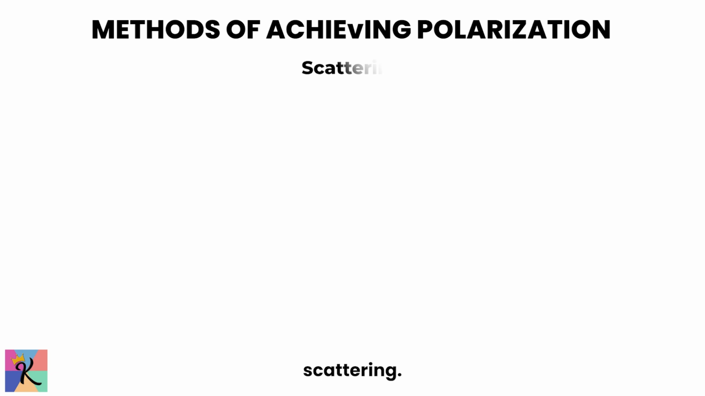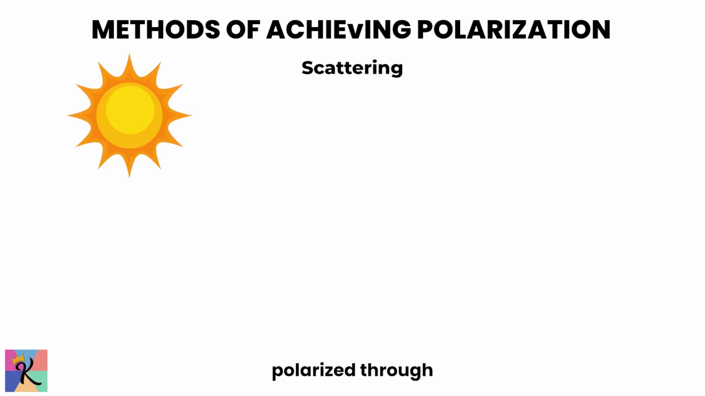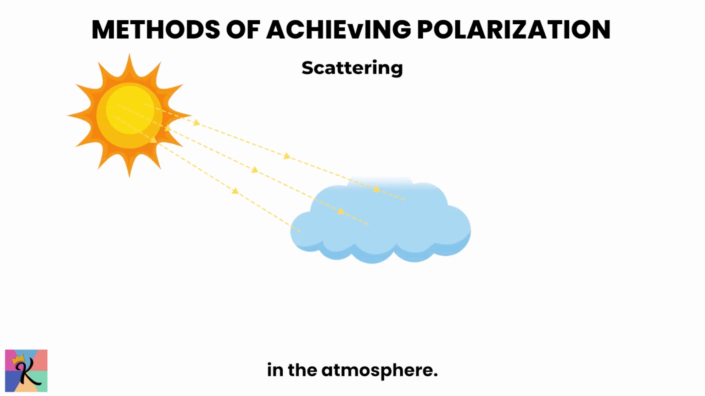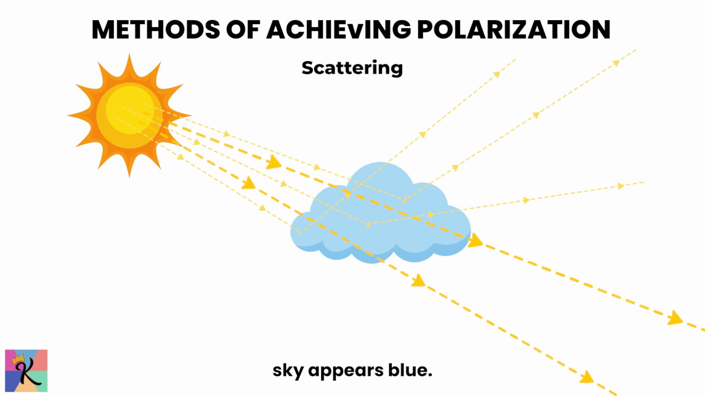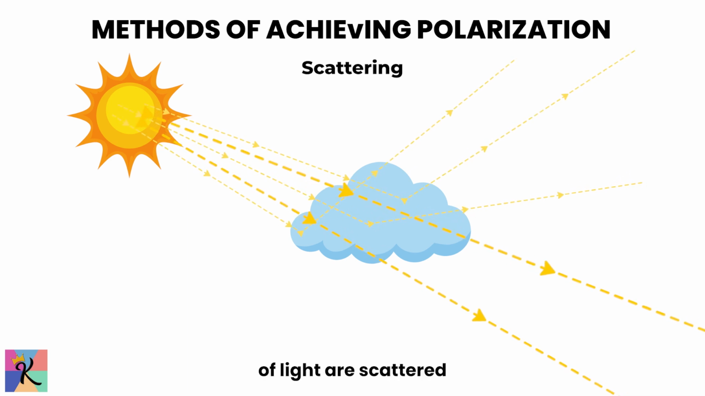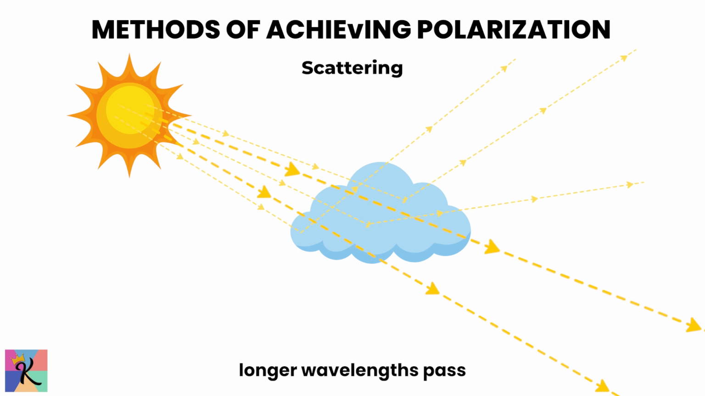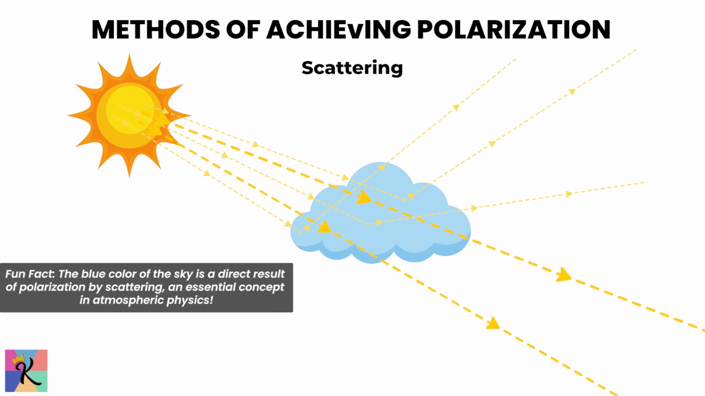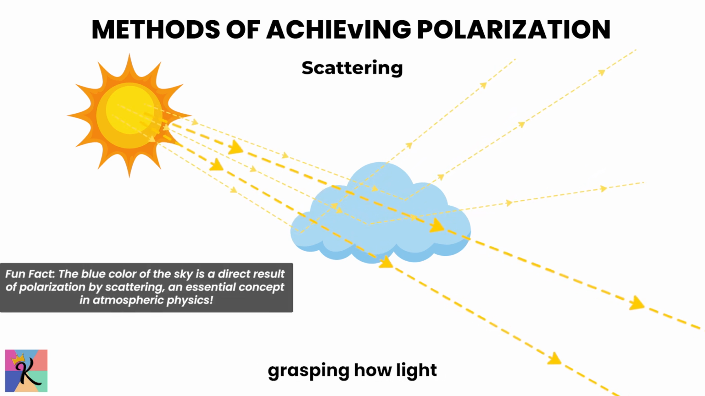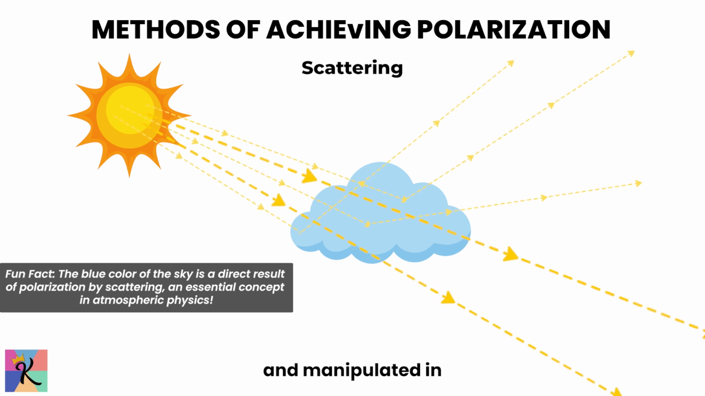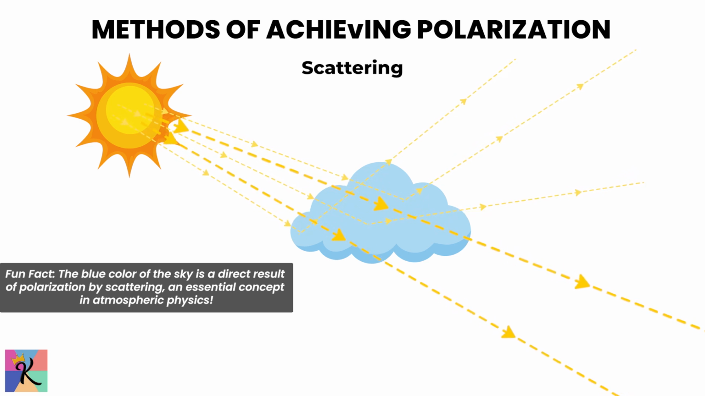The third is scattering. Light can also become polarized through scattering, as seen in the atmosphere. This is why the sky appears blue. Shorter wavelengths of light are scattered more and become polarized, while longer wavelengths pass through more directly. Understanding these methods is key to grasping how light can be controlled and manipulated in various applications.